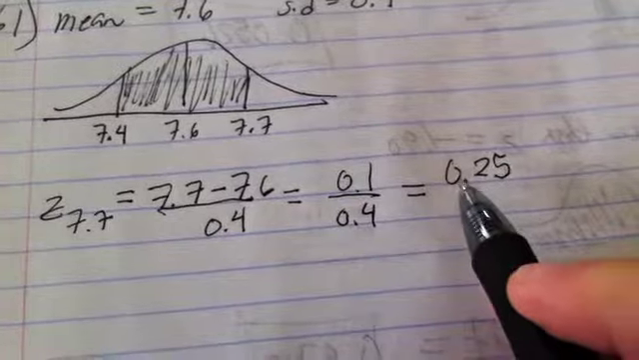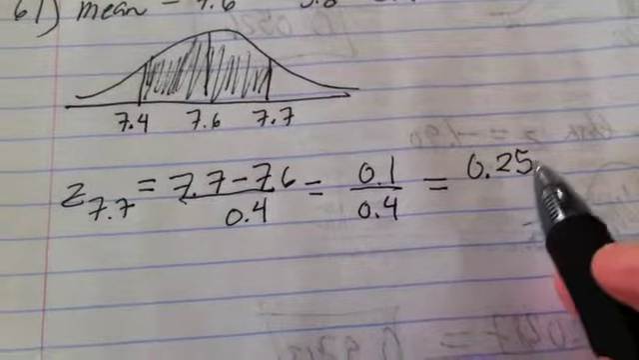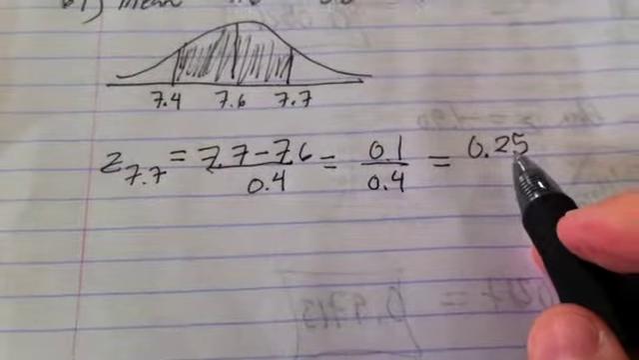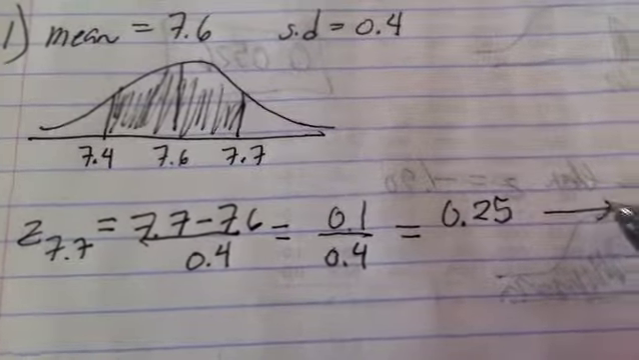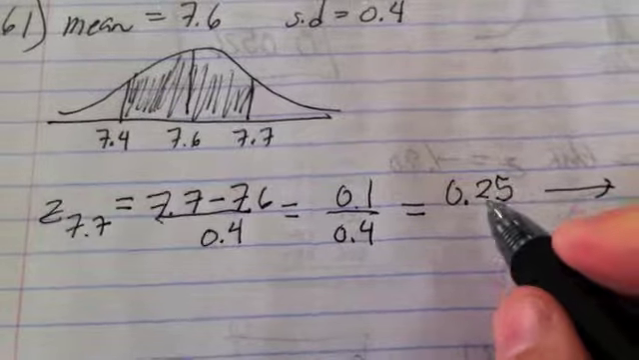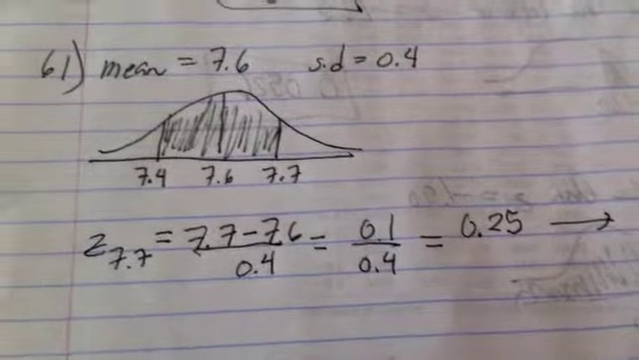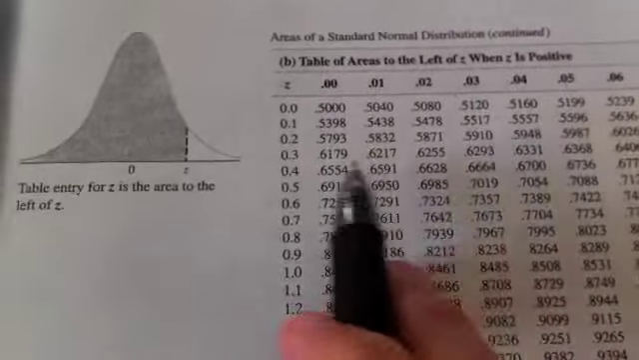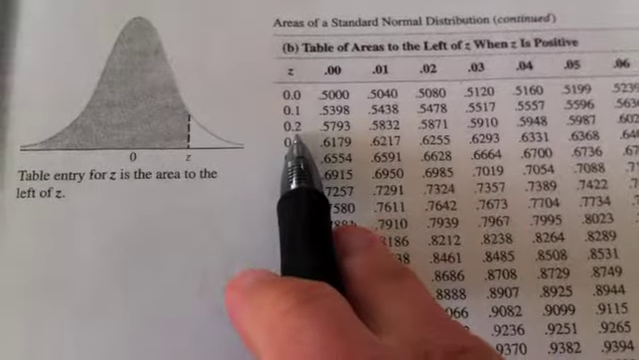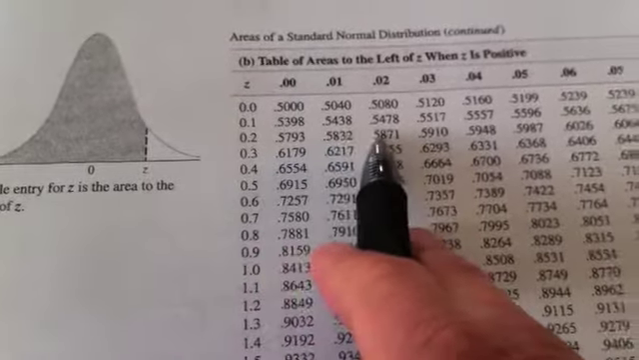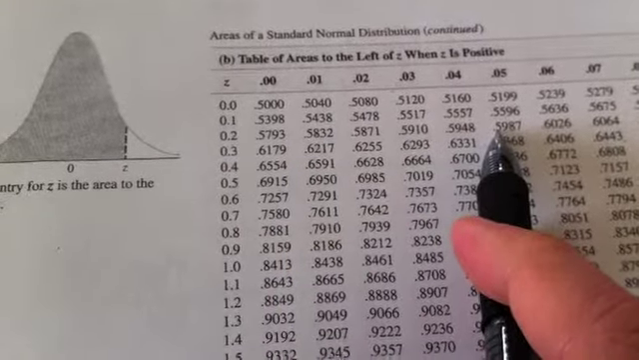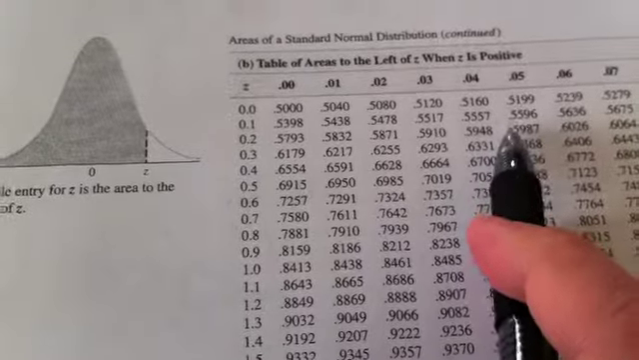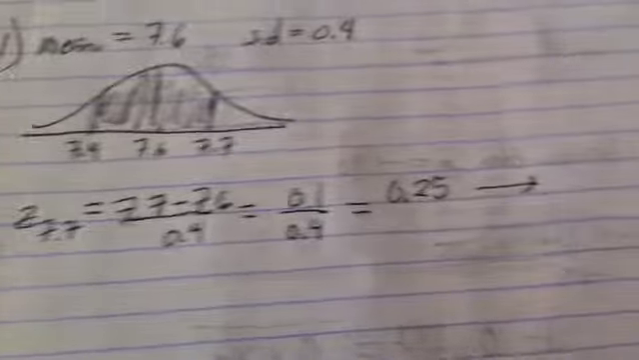Remember, I want my z-score rounded to 2 decimal places so I can find it easily on my table, which is what I'm going to do next. So I'm going to take this to the table. It's positive, so I'm going to look at the positive z-score table, and it was 0.25. So 0.2, 0, 1, 2, 3, 4, 5, and it's 0.5987. So 0.5987.